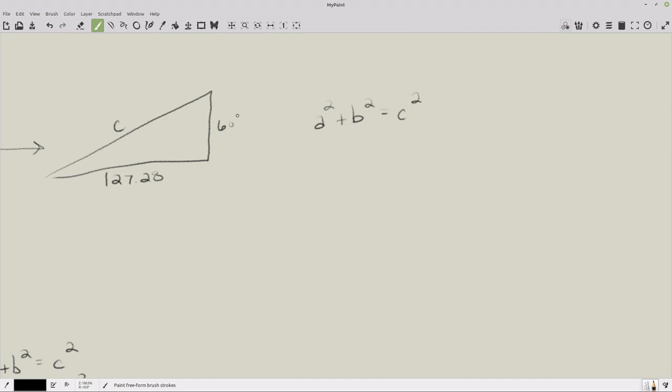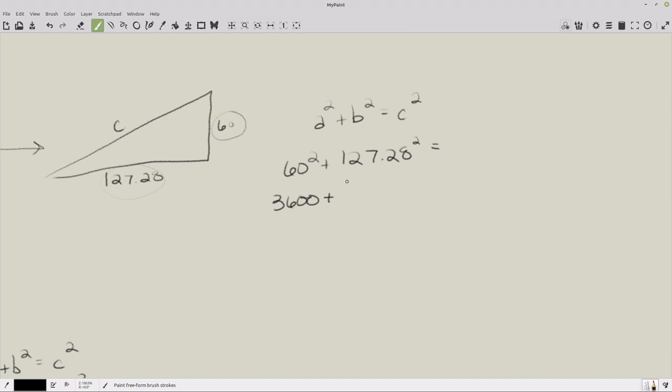Well, let's call this a, let's call this b, and that's c. So we have 60 squared plus 127.28 squared equals some value squared. Well, let's add that up. So again, I go to my calculator. Well, 60 squared is 3600 plus 127.28 squared, where are you? There you are.